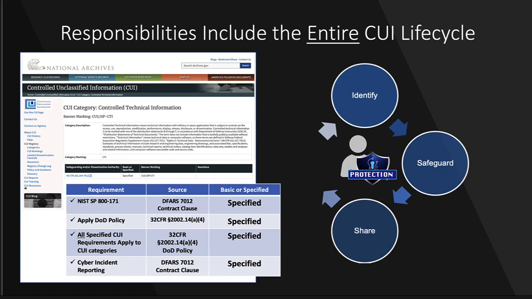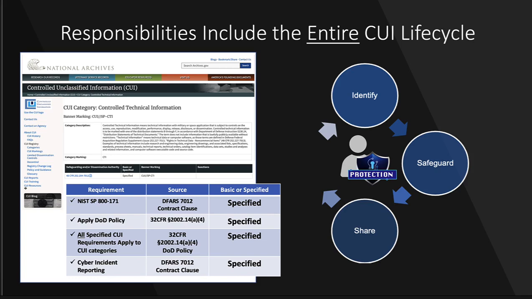And included within those requirements, we've listed out just 4 of the major ones. One of them is that you have to implement NIST 800-171. That's a specified requirement in the DFARS clause. You have to apply DoD policy because 32 CFR 2002.12(14) says that you have to, all right? And of course, as part of the DoD machine, DoD policy applies to its DoD contractors and its subcontractors. If there are any other types of CUI within your environment, then you obviously have to meet those specified requirements as well.